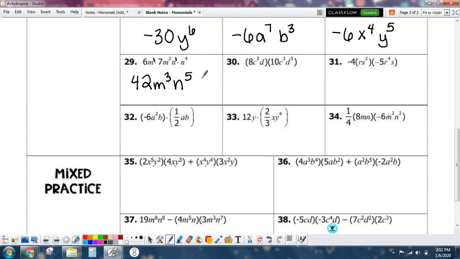So for number 30, we're going to go ahead and multiply our coefficients. 8 times 10 is 80. 2 plus 3 is 5. And then 1 plus 5 is 6.